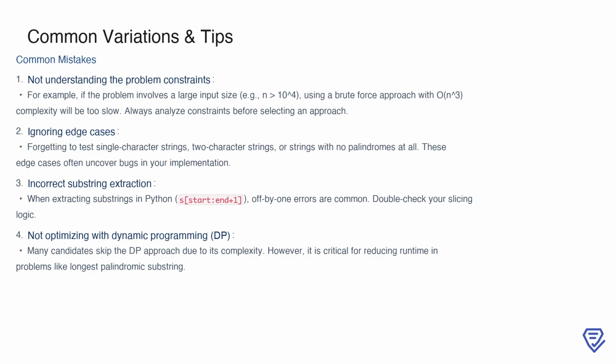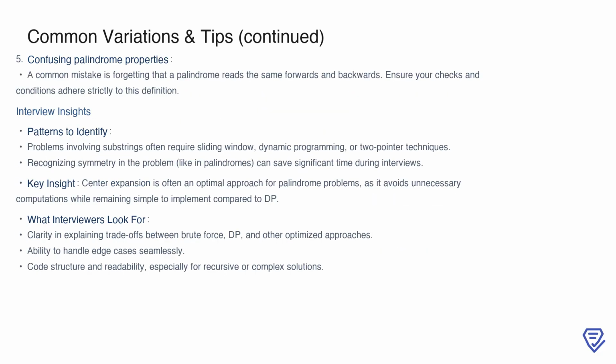Additionally, when extracting substrings in Python, it's easy to make off-by-one errors with slicing, so always verify your n+1 logic. Finally, while dynamic programming can be intimidating, skipping it entirely can be a missed opportunity, as it provides significant runtime improvements for this type of problem. Another frequent mistake is misunderstanding the properties of a palindrome. Remember, a palindrome reads the same forwards and backwards, so your checks must adhere strictly to this definition.